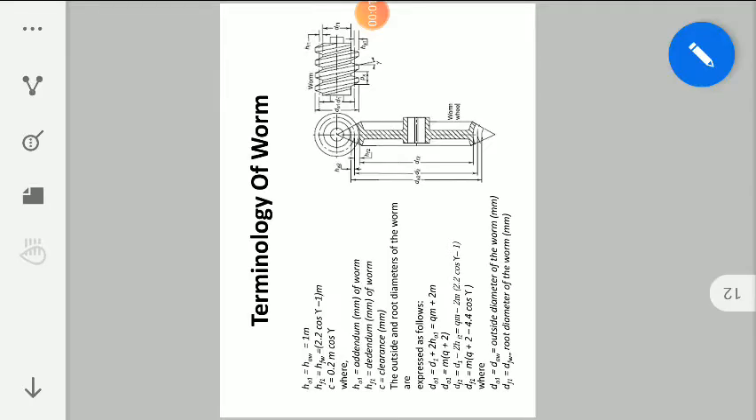Welcome friends. We'll start with the terminology of the worm, which we began in the last lecture also. So we'll continue with the terminology of the worm. In the last lecture you studied lead angle. It is lambda or gamma. It is the angle between the tangent to the thread helix on the pitch circle diameter and the plane normal to the axis of the worm. It is denoted by either lambda or gamma.